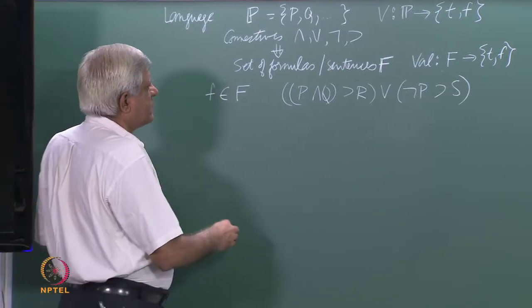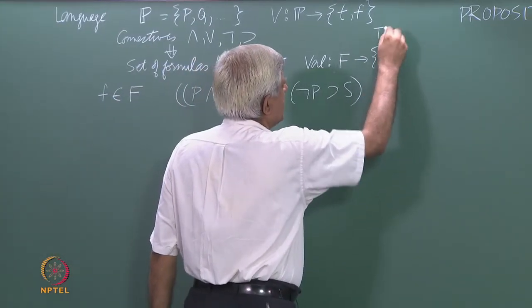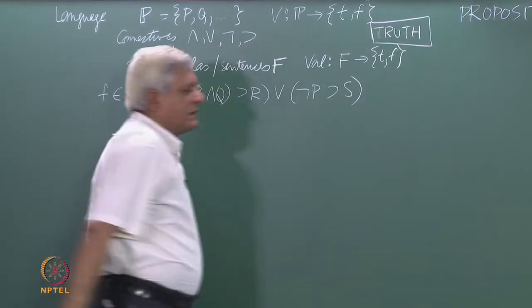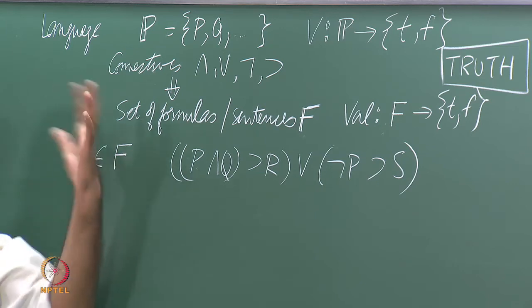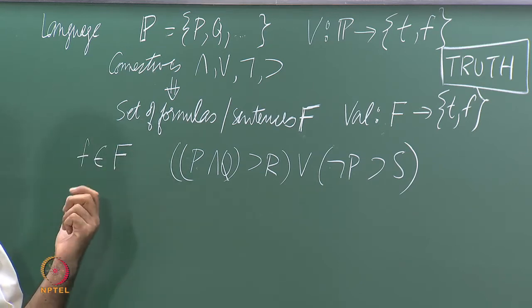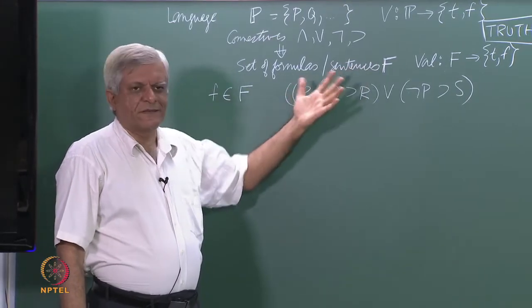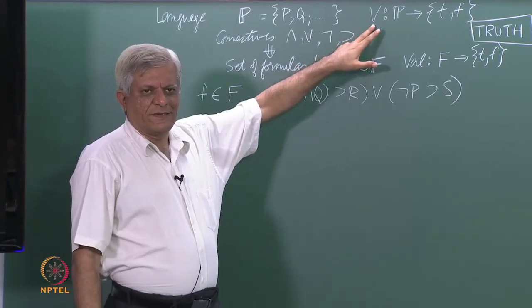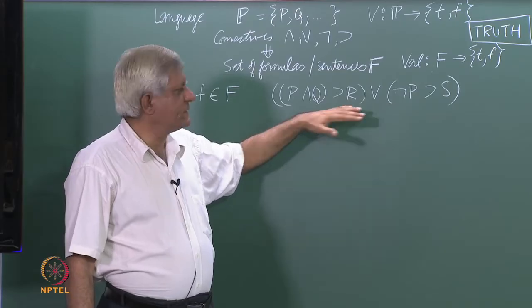So, this was the notion of truth that we discussed, which says that given a sentence F belonging to this set of sentences F, we can compute whether the sentence is true or not. Given a sentence and given a valuation V for all the atomic sentences, we can compute whether the given sentence maps to true or false essentially.